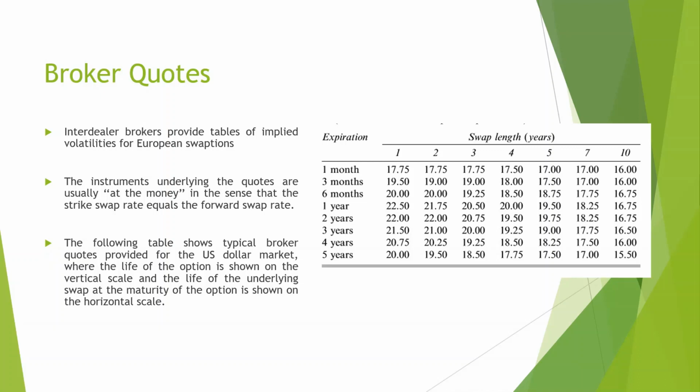The next topic is broker quotes. Interdealer brokers provide tables of implied volatilities for European swaptions. The instruments underlying the quotes are usually at the money, in the sense that the strike swap rate equals the forward swap rate. The following table shows typical broker quotes provided for the US dollar market, where the life of the option is shown on the vertical scale and the life of the underlying swap at the maturity of the option is shown on the horizontal scale.